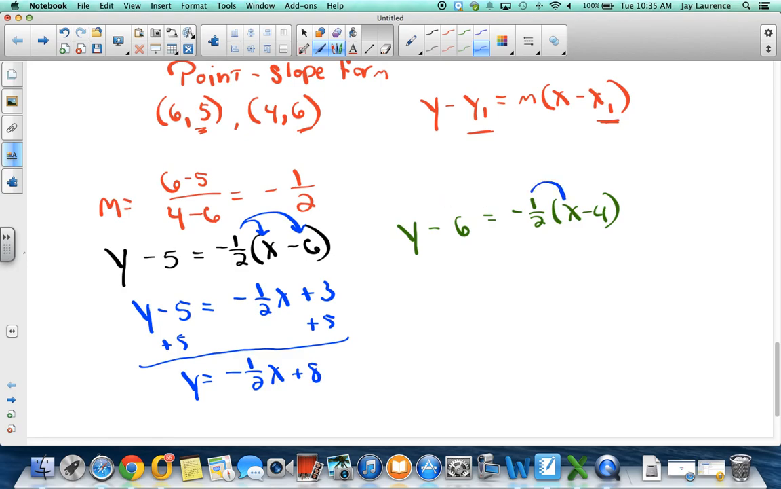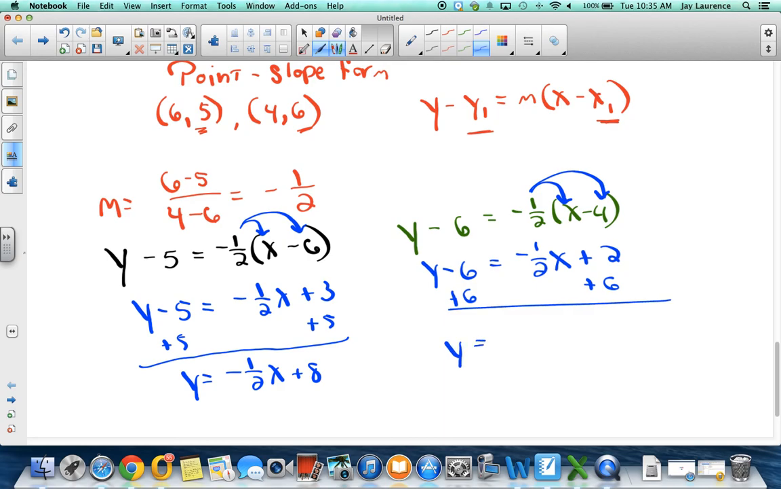Over here, I'm going to distribute: y minus 6 equals negative 1/2 x plus 2. Then I'm going to add 6 to each side. And I'm going to get y equals negative 1/2 x plus 8. And there you go. It's the same exact equation. So it doesn't matter which point you use.